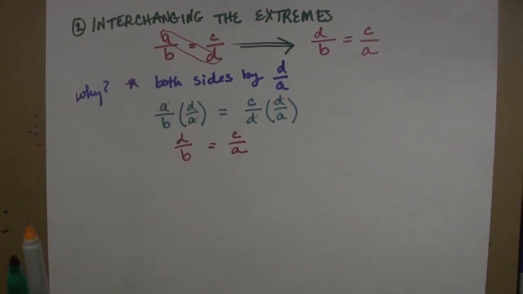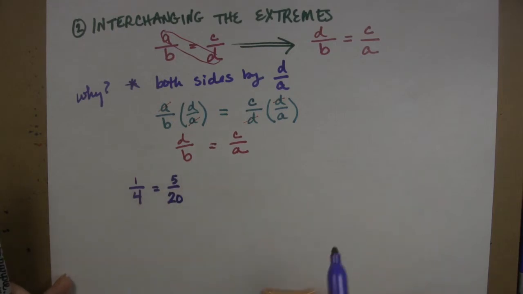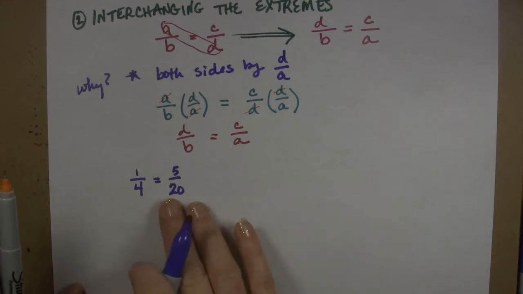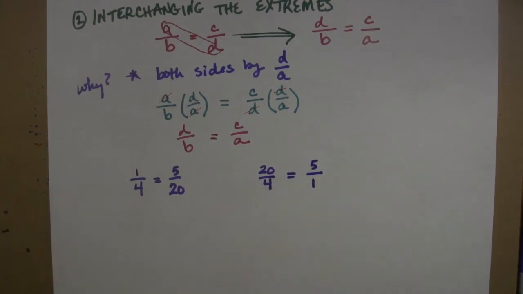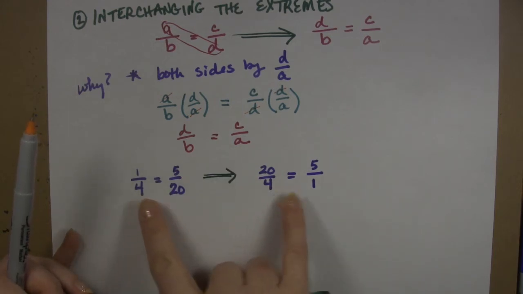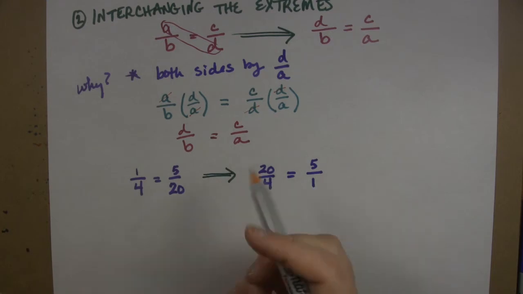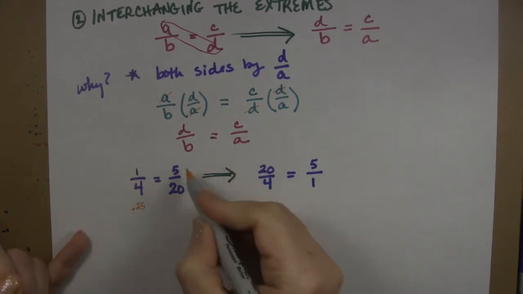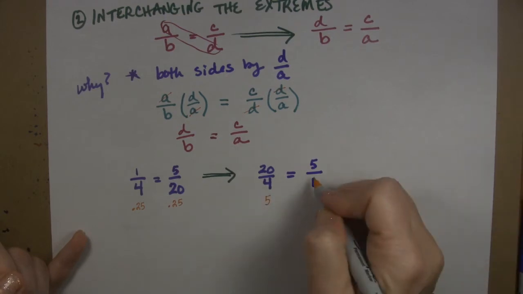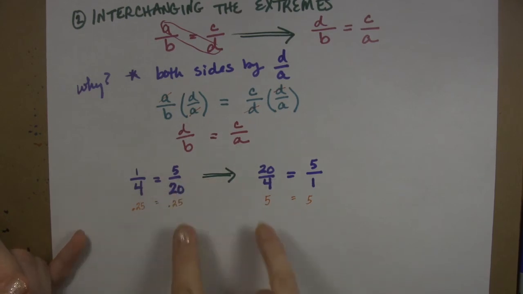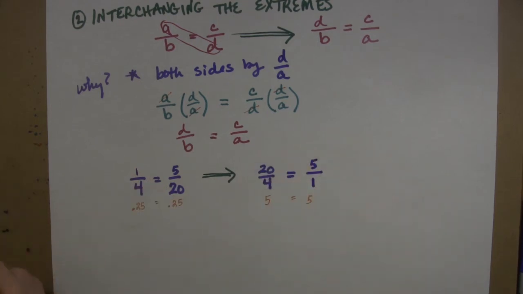Let's do an example. Let's say that we have 1/4 and 5/20. So this is the same fraction that we used before. And we are going to be able to flip that, according to this rule, into 20 over 4 equals 5 over 1. Now again, we are not saying that these two are equal to each other or these two are equal to each other. No, we're saying that this relationship is true and this relationship is true. Let's prove it to ourselves. Again, 1 divided by 4 is 0.25, and 5 divided by 20 is also 0.25. Over here, if we take 20 divided by 4, we get the number 5, and here 5 divided by 1 is 5. So you can see that these fractions are not equal to each other, but the relationship between these two fractions is true, and the relationship between these two fractions is true.